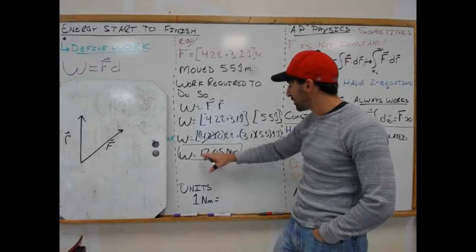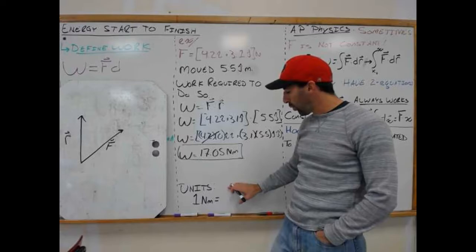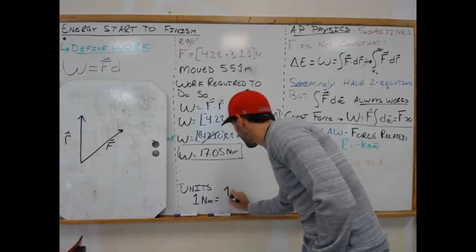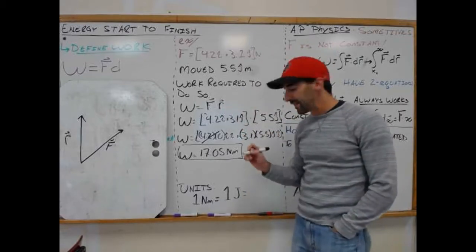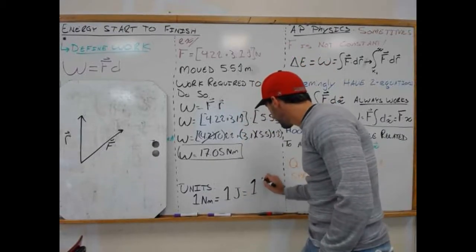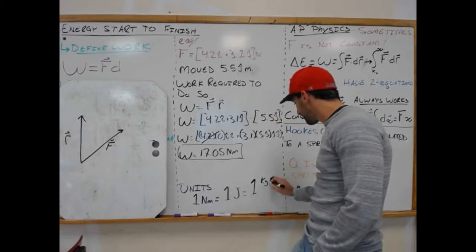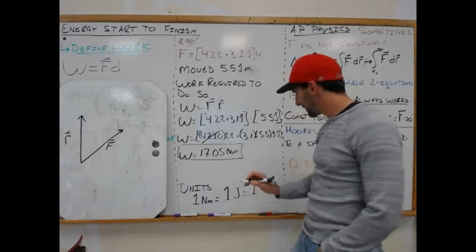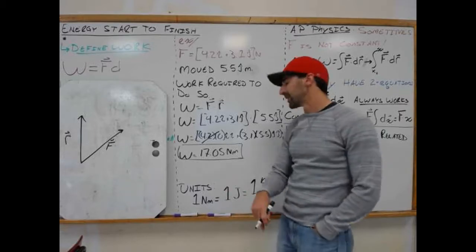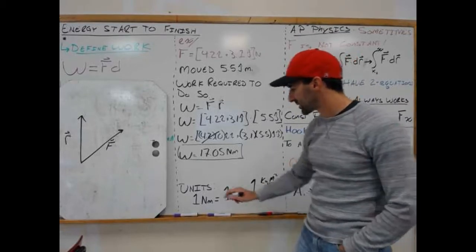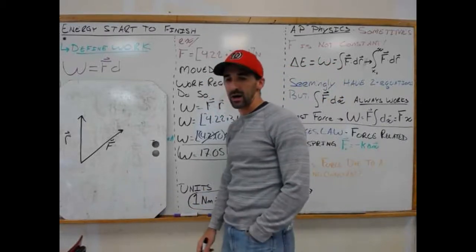Now, here I have the unit of work is a newton meter, and some things to clean up. 1 newton meter, if you recall, is the same thing as 1 joule, which is a capital J, and that is the same thing as 1 kilogram meter squared per second squared. So these are all the accepted units for work.